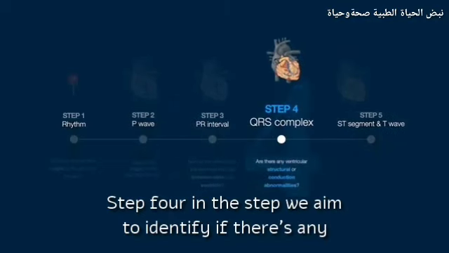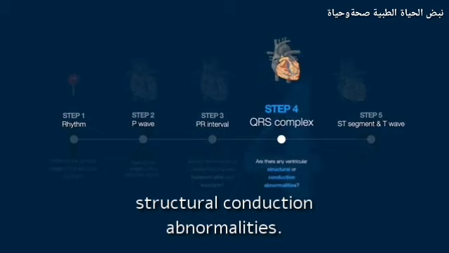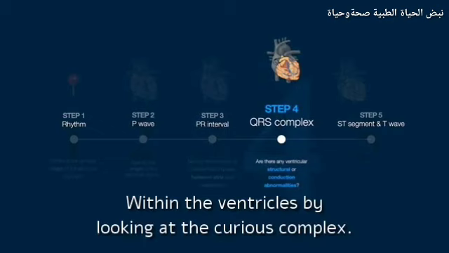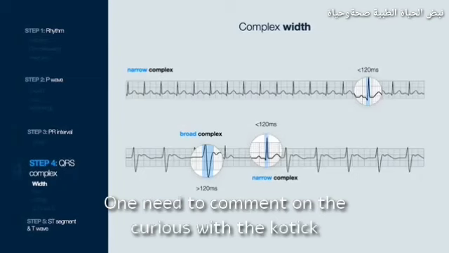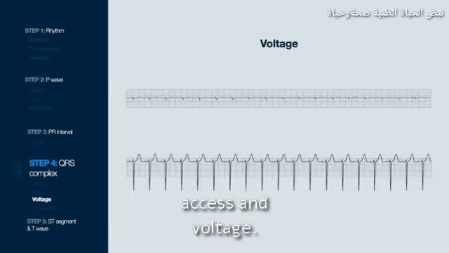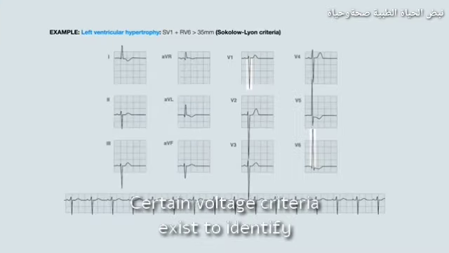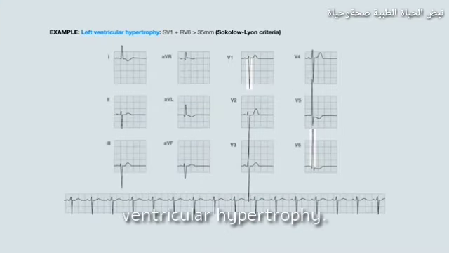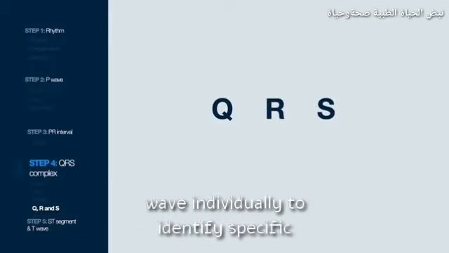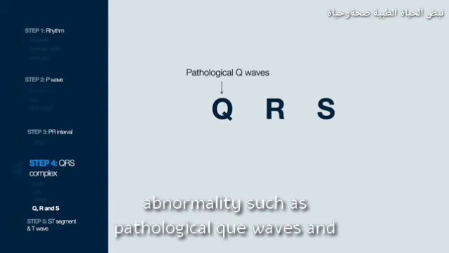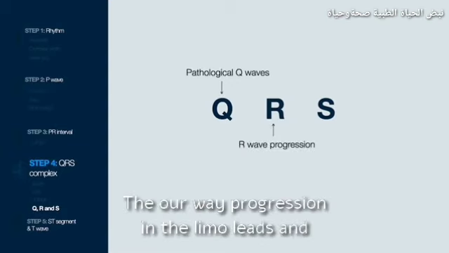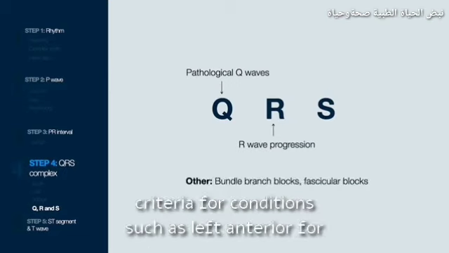Step 4. In this step, we aim to identify if there's any structural or conduction abnormalities within the ventricles by looking at the QRS complex. One needs to comment on the QRS width, the cardiac axis, and voltage. Certain voltage criteria exist to identify ventricular hypertrophy. Furthermore, one needs to review each wave, the Q, R, and S wave individually to identify specific abnormalities such as pathological Q waves in contiguous leads, the R wave progression in the limb leads, and criteria for conditions such as left anterior fascicular block.